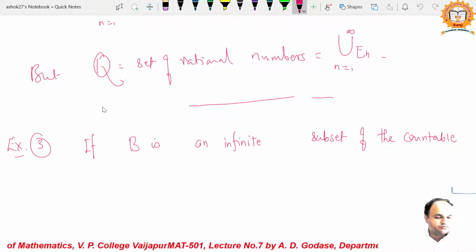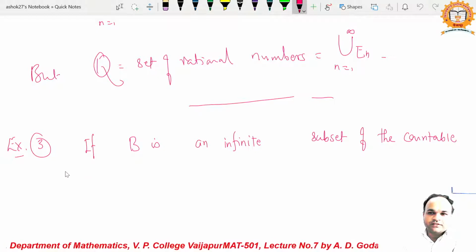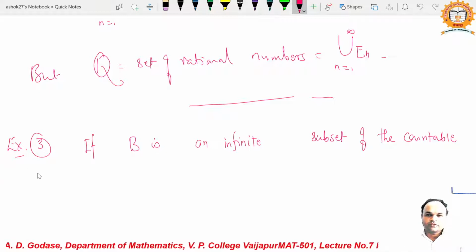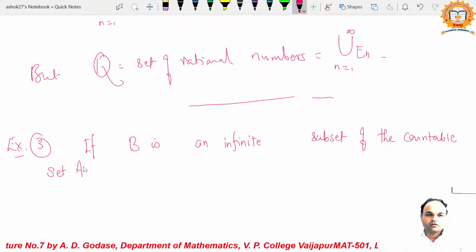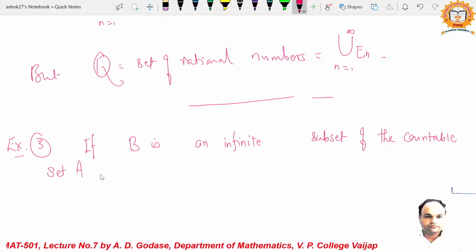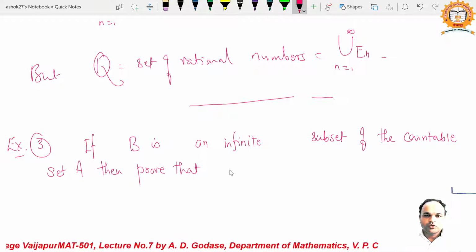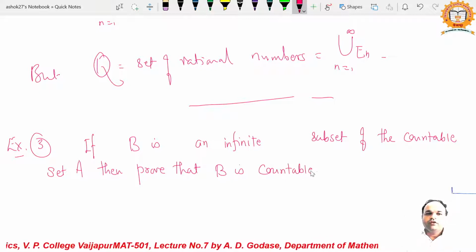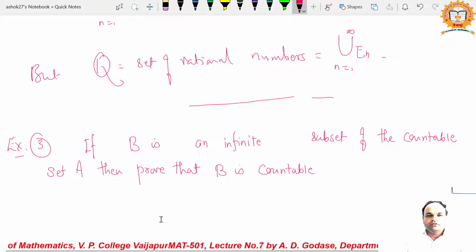This is example number 3. If B is an infinite subset of countable set A, then B is countable. That means every infinite subset of a countable set is countable. That is what we do here. So this is our example number 3.